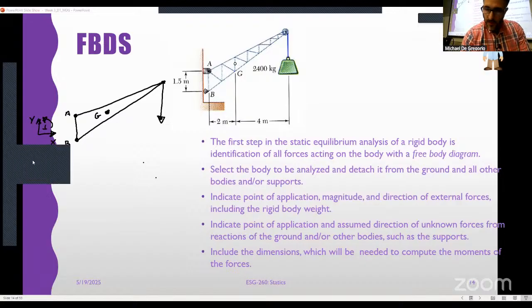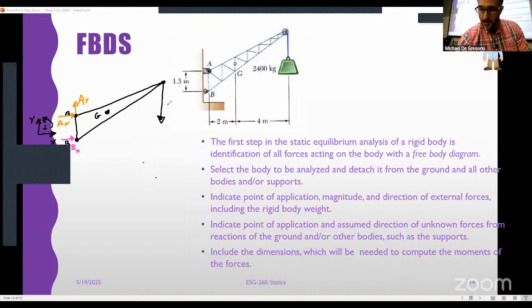We got to draw our reactions. We said that we'll call this guy creatively Bx because it is the reaction of point B in the x direction. There is no By because rockers and rollers only have reactions in the normal direction to where we are making contact. Okay. This is a pin. We'll have Ay and Ax. That's an A, not a delta.